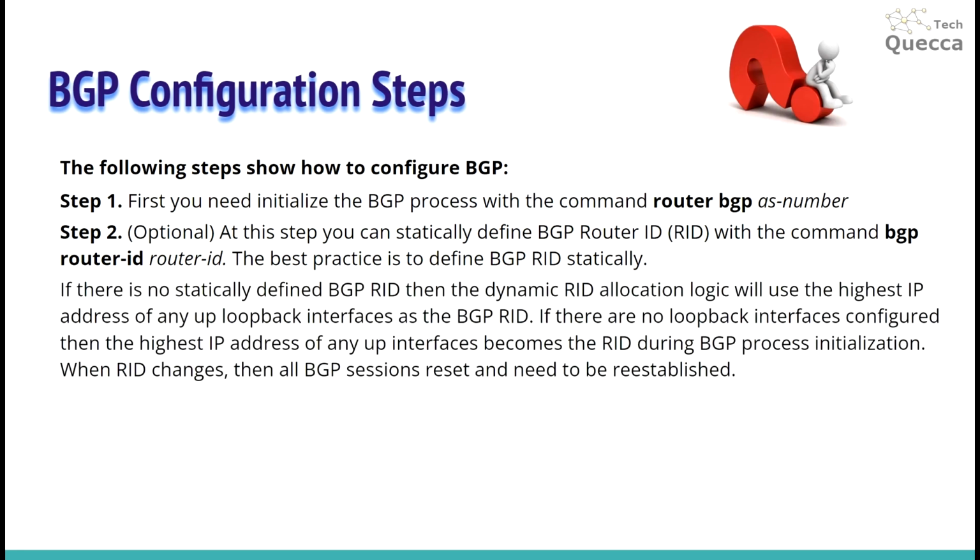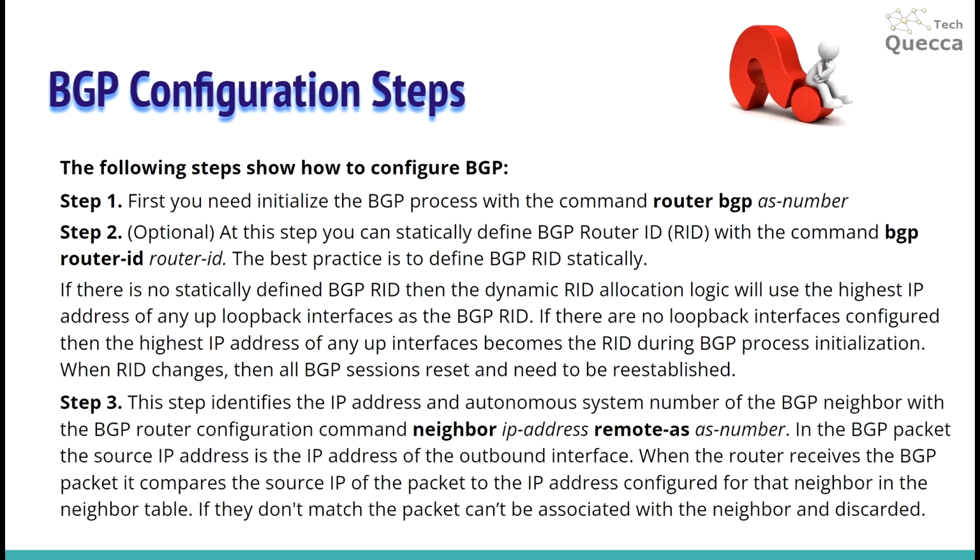If there is no statically defined BGP router ID, then the dynamic router ID allocation logic will use the highest IP address of any up loopback interfaces as the BGP router ID. If there are no loopback interfaces configured, then the highest IP address of any up interfaces becomes the router ID during BGP process initialization. When the router ID changes, then all BGP sessions reset and need to be re-established.